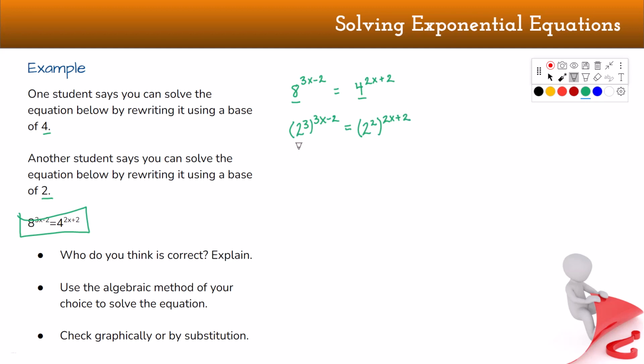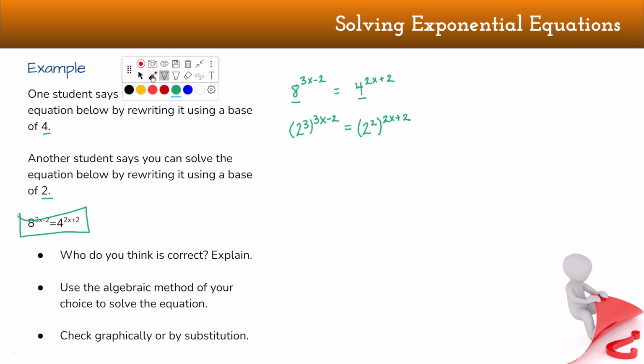So this means that I can definitely rewrite both of these as base 2, because now I'm just going to go ahead and use my power of a power rule of exponents to simplify this so I have only one base with one exponent and solve the exponents. Well, that works. Well, what about for the base 4? Let's see if that works as well.